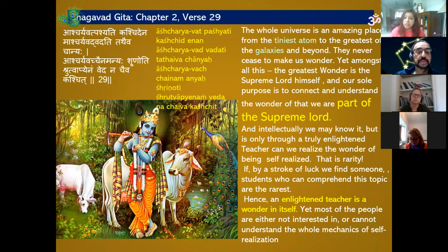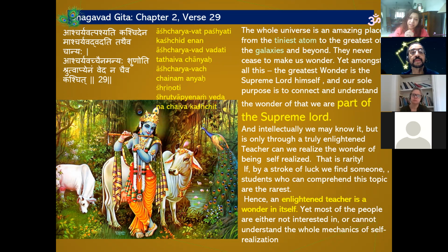Here is one of the verses from chapter 2 of the Bhagavad Gita: Ascharya vat pashyati kaschid enam, ascharya vad vadati. Here he alludes to the great, beautiful, vast universe, an amazing place, from the tiniest atom to the greatest of the galaxies and beyond. They never cease to make us ascharya. Ascharya in Sanskrit means wonder, the wonderment of this greatness of the galaxies which are beyond us. And the Vedic view is that we are not just part of the solar system, like the tropical zodiac, the Western astrology, which ends at the solar system.